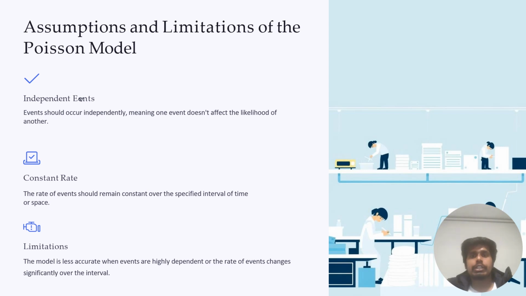Assumptions and limitations. While the Poisson distribution is powerful, it relies on certain assumptions. Independence: events should occur independently of one another. Constant rate: the average rate, lambda, must remain consistent over the interval. However, it has limitations. It is less effective when events are dependent or when the rate of occurrences changes significantly. So understanding these constraints ensures we use the model appropriately.